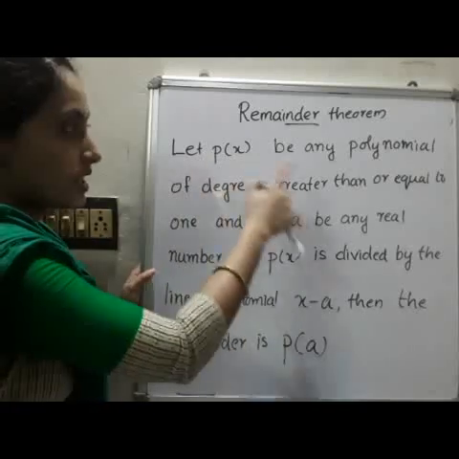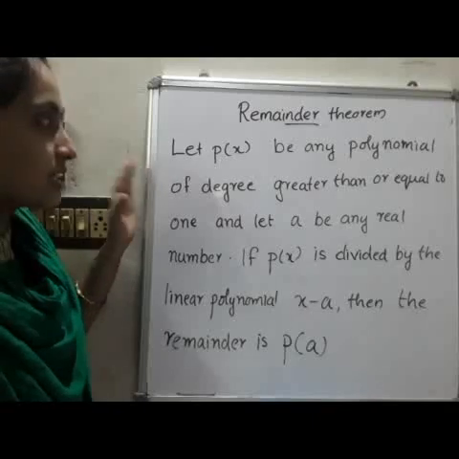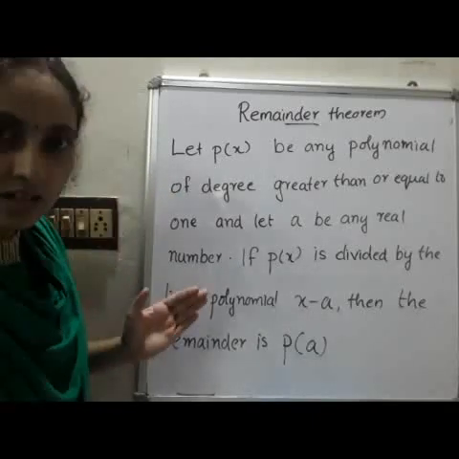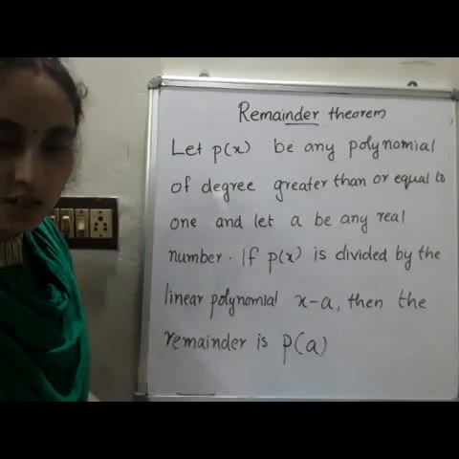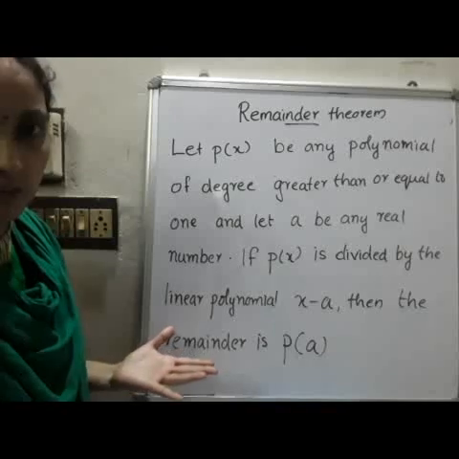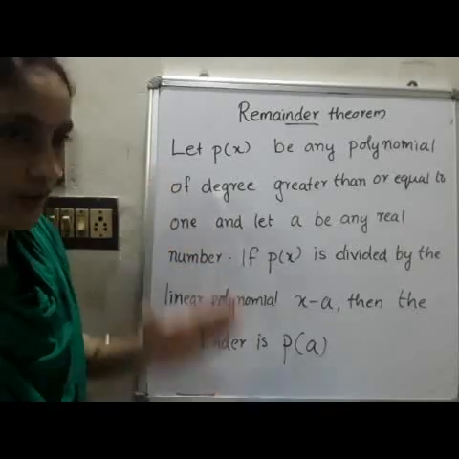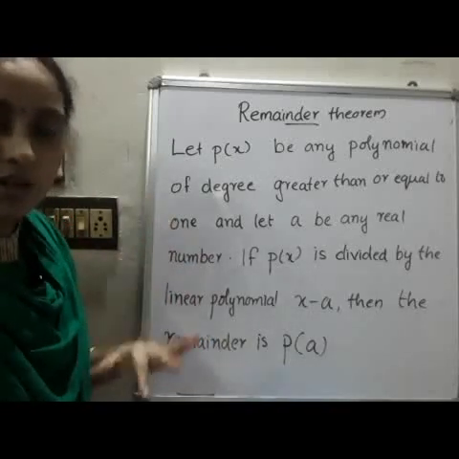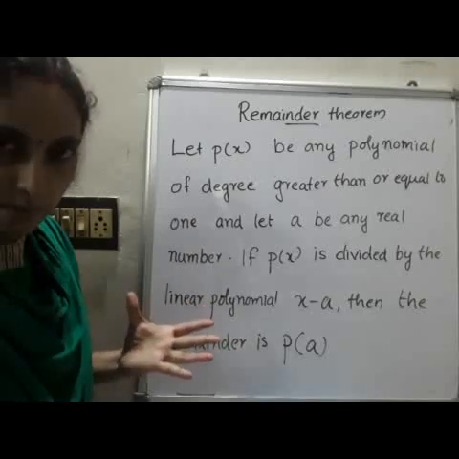Let P of x be a polynomial of degree greater than or equal to 1, and let a be any real number. These are the things we have to consider. What are the two conditions? Let P of x be a polynomial of degree greater than or equal to 1, and let a be any real number.